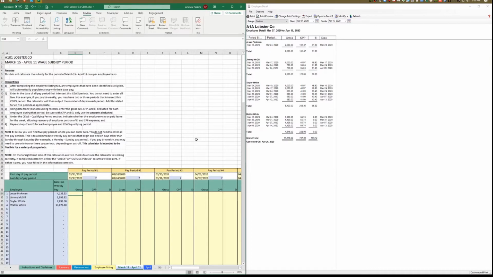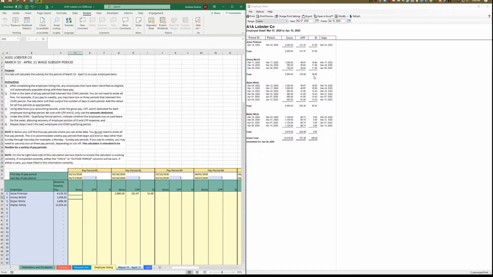So for Jesse, he only had one pay during the period. It was March 18th to the 24th. So we're just going to skip over to that pay. We're going to enter $2,000 for his gross, 101.47 for CPP, and 31.6 for EI. Now, the reason why you're going to be entering CPP and EI is going to become clear shortly. Just keep in mind that there is a possibility that you could only enter the gross, which we'll address shortly.